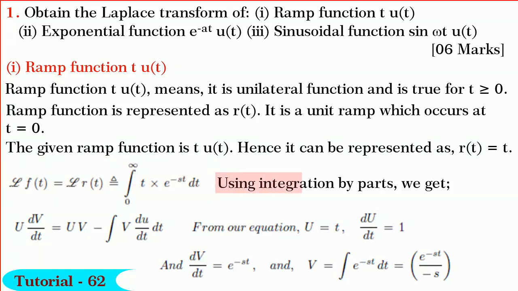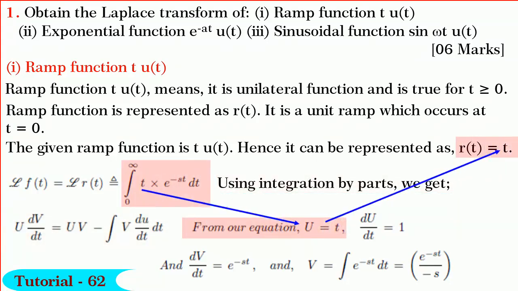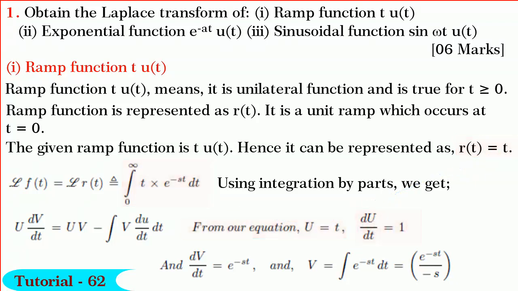Using integration by parts, the rule says integral of u into dv by dt is equal to u into v minus integration v into du by dt into dt. From our equation, let u is equal to t, then du by dt is equal to 1 and dv by dt is equal to e to the power of minus st, and v is equal to integration e to the power of minus st dt, and that gives us e to the power of minus st divided by minus s.